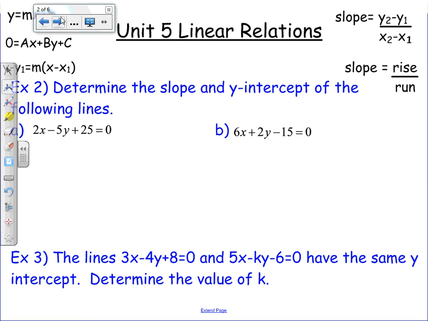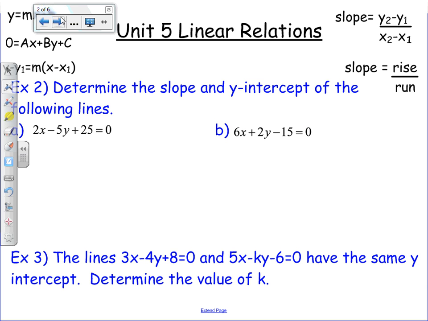So, determine the slope and y-intercept of the following lines. They're not in slope-intercept form. So it's harder now, isn't it? Any ideas? Yep, put the 5y on the other side. That's a good start, Reagan.